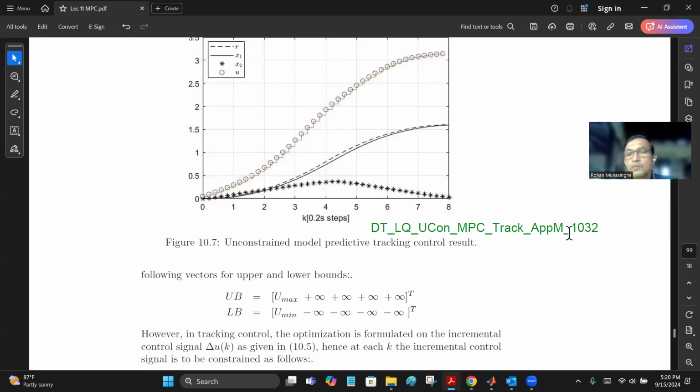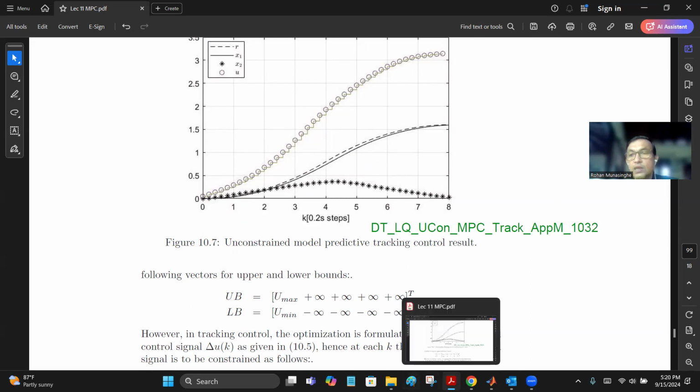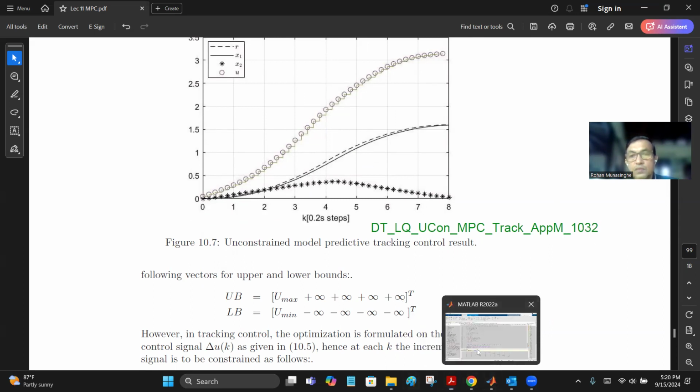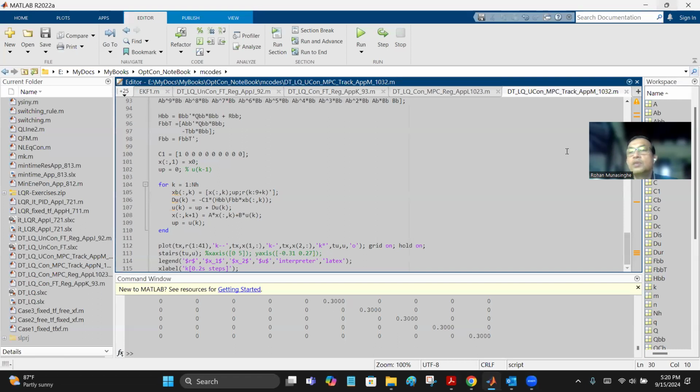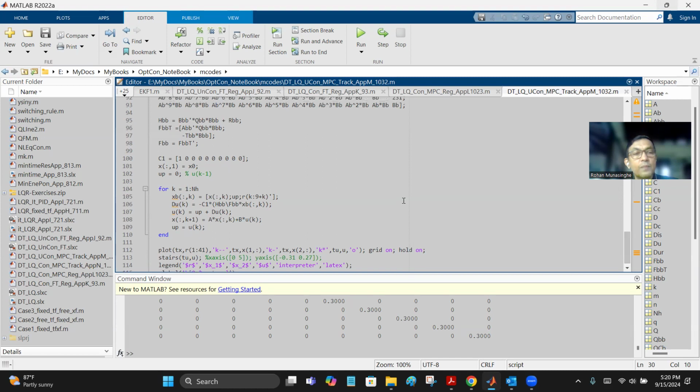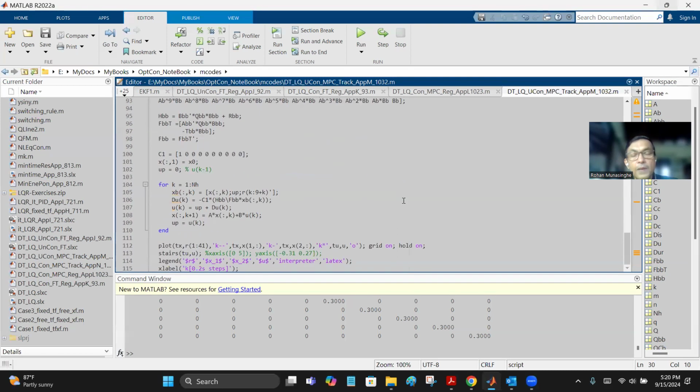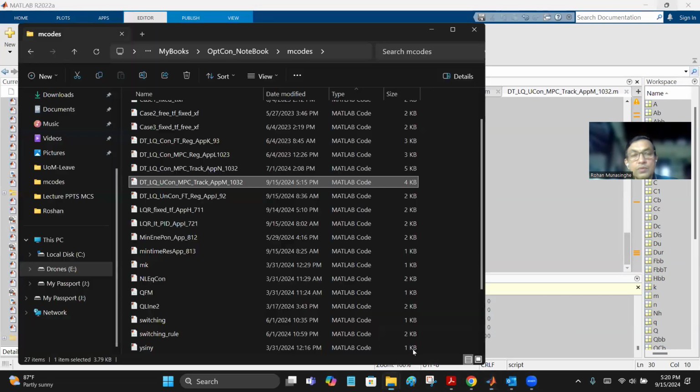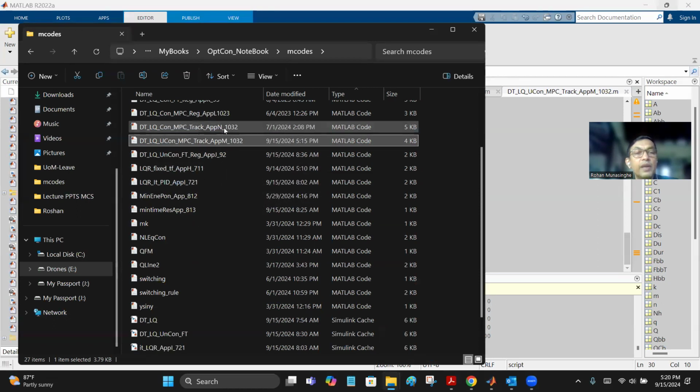So it is appendix M 1032. What did I use? 1032, isn't it? Is there anything else like 1032? N. Man, probably N.